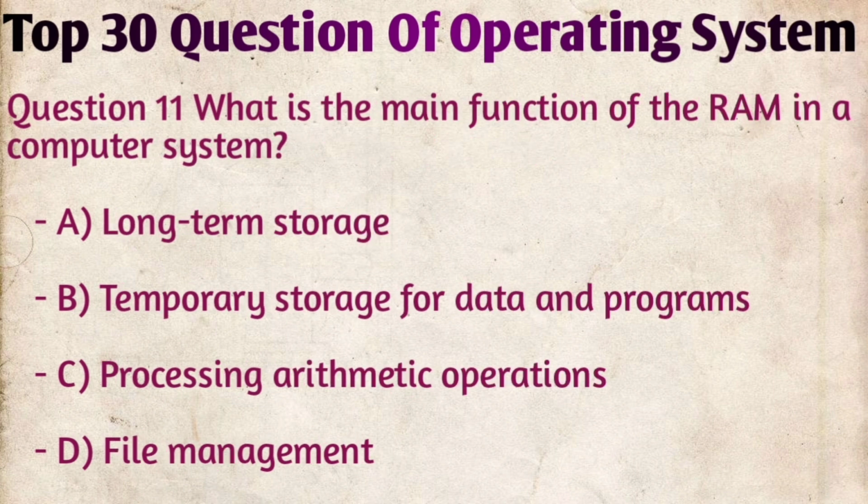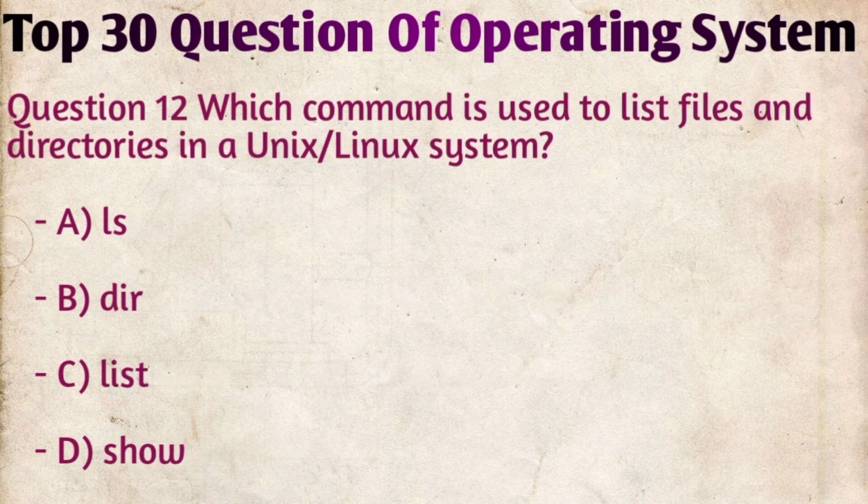Question 11. What is the main function of the RAM in a computer system? A. Long-term storage. B. Temporary storage for data and programs. C. Processing arithmetic operations. D. File management. So the answer is B. Temporary storage for data and programs. So we are moved towards our next question.